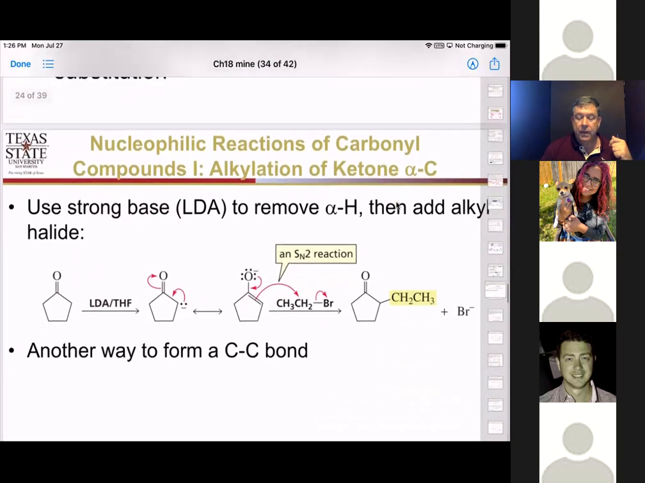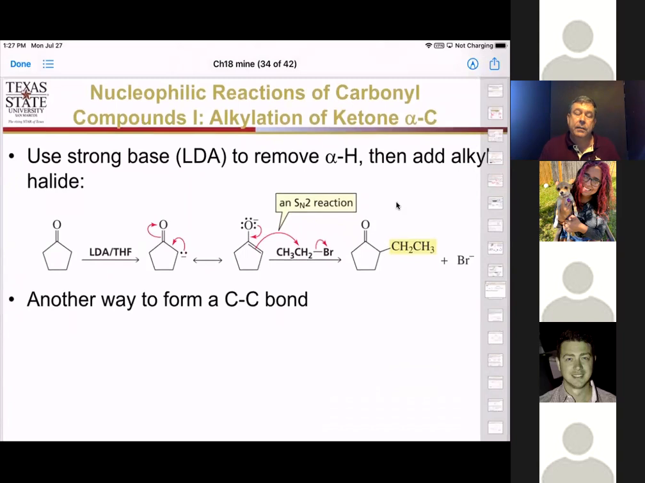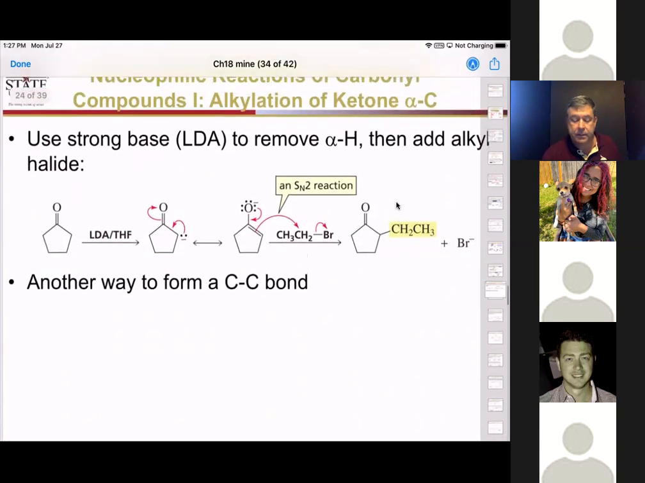Okay, another way to do this is, instead of halogenating the system, you actually turn the carbonyl compound into the nucleophile by using a base. In this case, we're going to use a strong base, LDA, and it's going to remove one of the alpha hydrogens. Notice this is symmetrical, so we don't have to worry about which is the thermodynamic and which is the kinetic product. Once we form that anion, the anion is the attacking species right here.